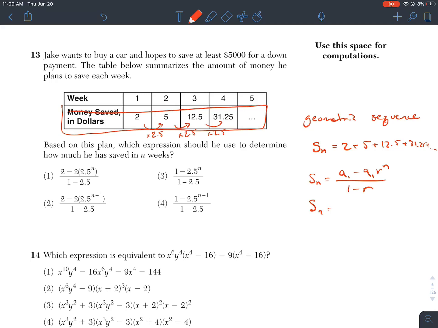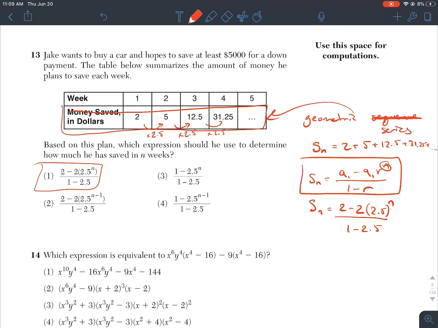So then S sub n is equal to 2 minus 2 times r, where r is the common ratio, so 2.5 in this case, to the nth power, because it says n here, divided by 1 minus 2.5. And that is choice 1. So whenever you see a geometric series, well, this was a geometric sequence, but then it became a geometric series when we added them all up, you can just use the geometric series formula from the reference sheet.